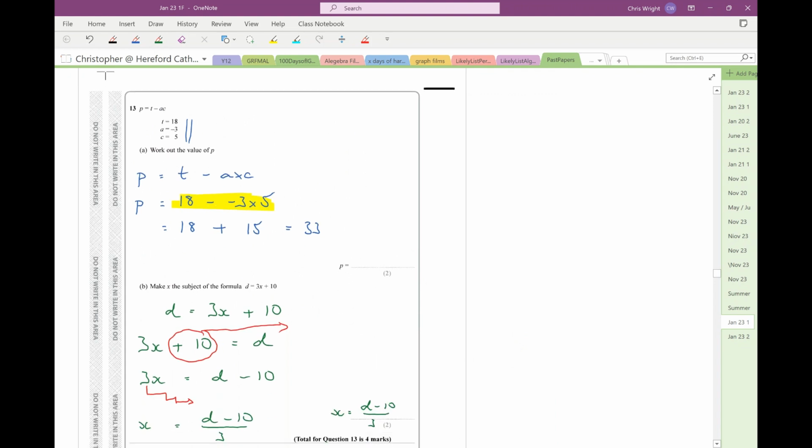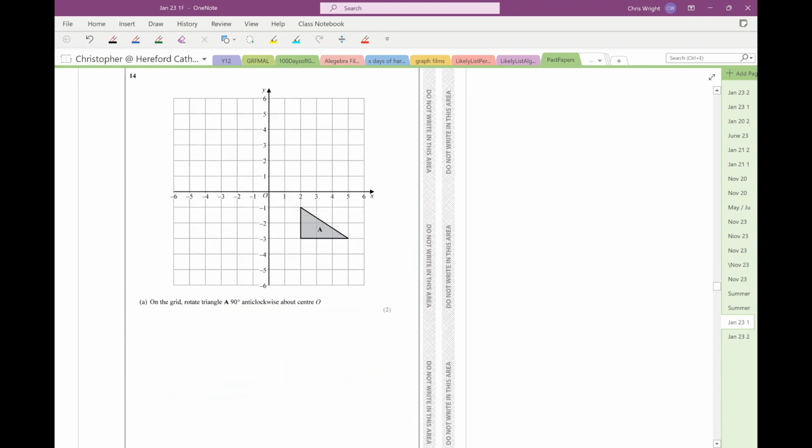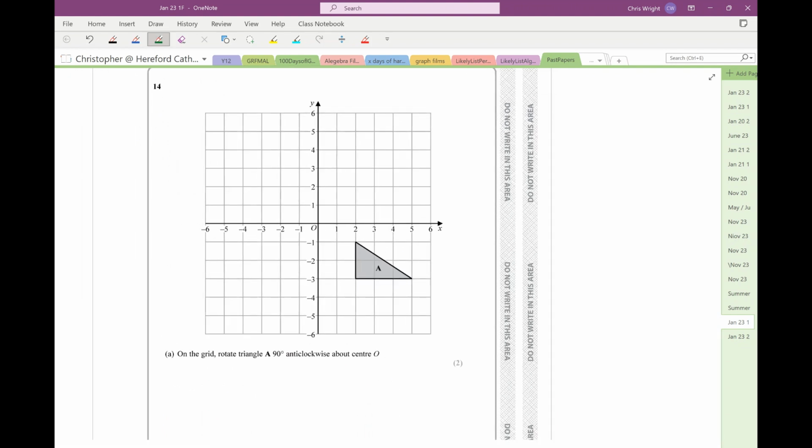Right. Question 14. On the grid, rotate triangle A 90 degrees anti-clockwise about the origin. Now, I won't be able to show you this with tracing paper, but I will be able to give you the answer so you can check your own. Now, we're going to go anti-clockwise, so A is going to rotate anti-clockwise, and it's going to go 90 degrees.